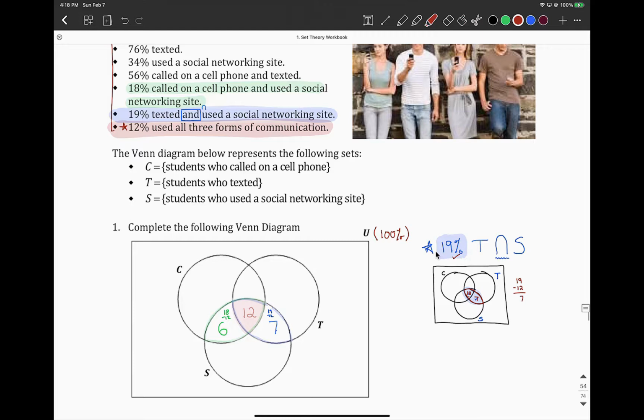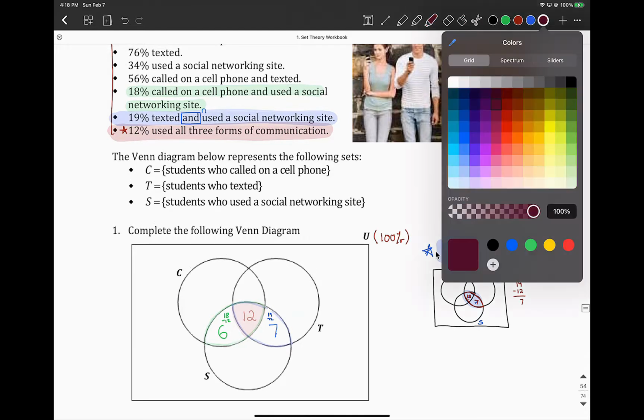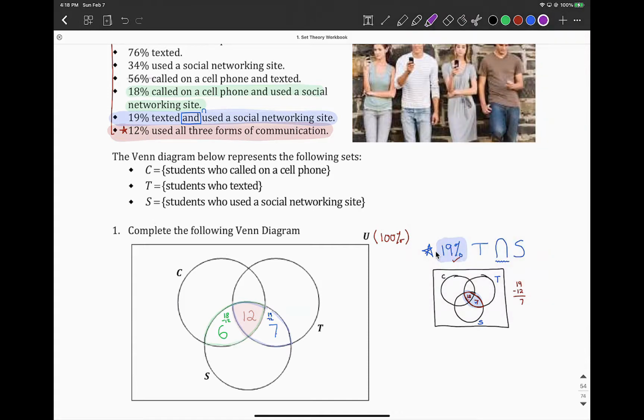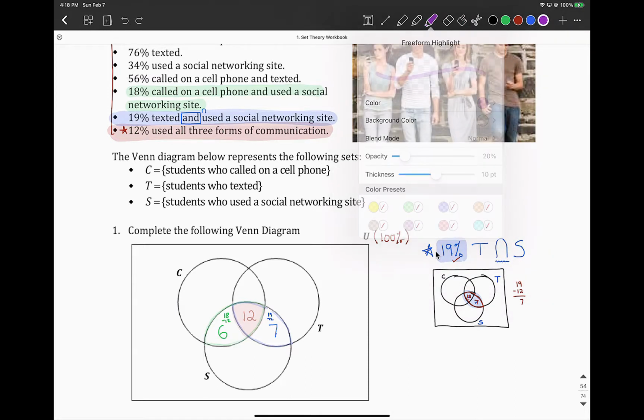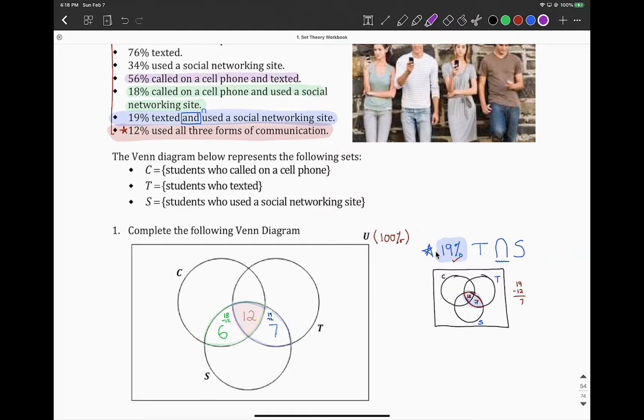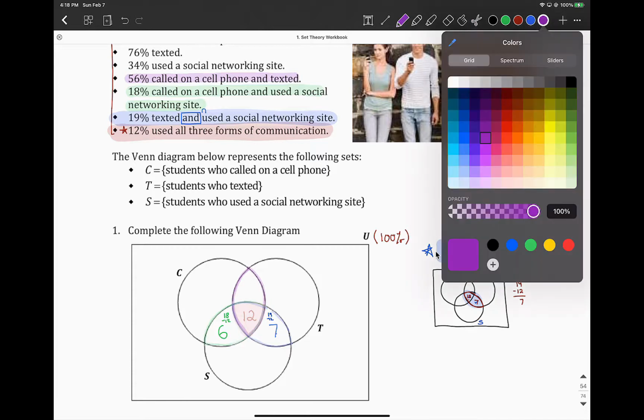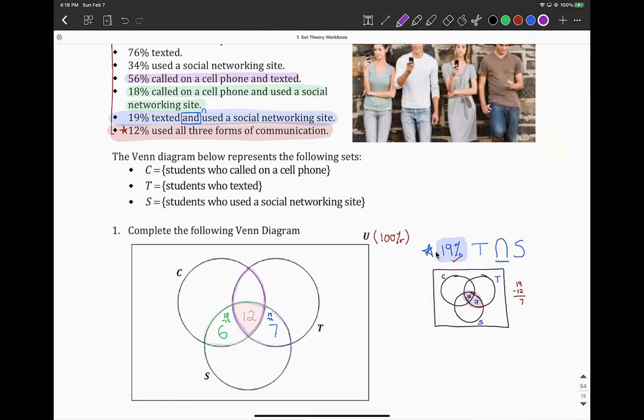Let me do purple. Or let's find more of a purple. 56 called on a cell phone and texted. And I think that is going to be this region. Let me just kind of figure this one out here. And that, like that. Cell phone and texted. And as I use my subtraction here, I can't, it's already including the 12. And so my 56 minus the 12 leaves me with 44.